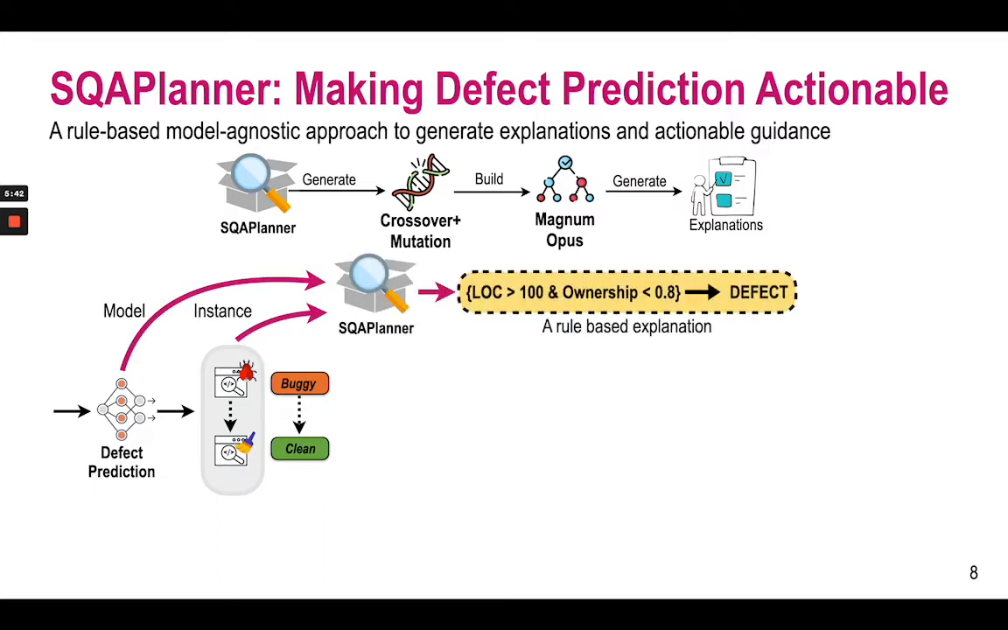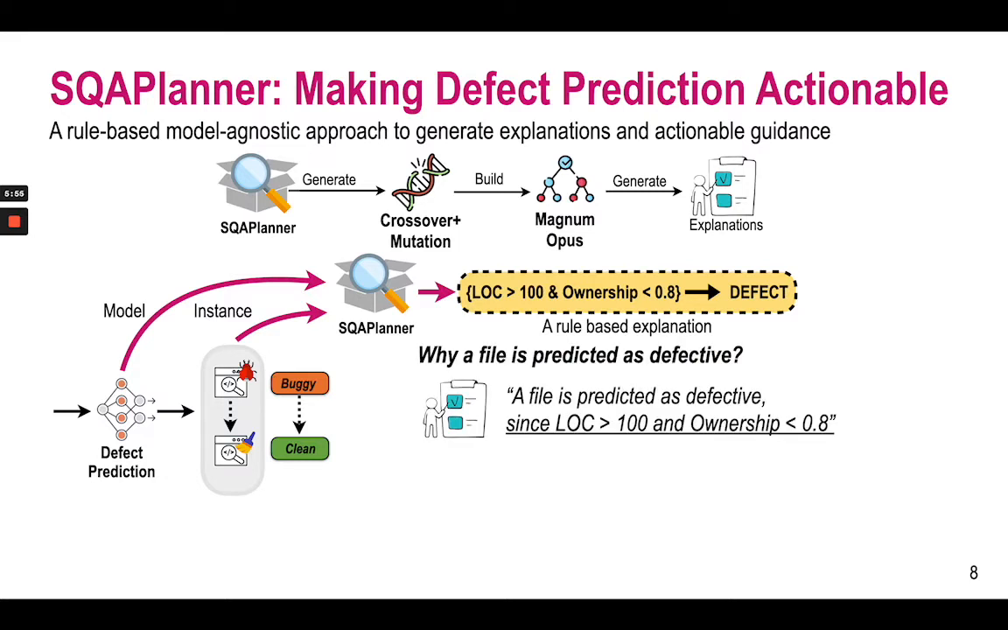Our SQAPlanner will take the model and an instance to be explained as an input in order to generate different types of association rules. Like in this example, this rule means that this file is predicted as defective since LOC is greater than 100 and the ownership degree is less than 0.8, or 80%. This kind of knowledge will help developers understand the most important aspects that are associated with software defects. For this case, it's going to be LOC and the ownership, and it also helps developers understand the risk threshold. That means when LOC is less than 100, the model may reverse the prediction from defective to clean.